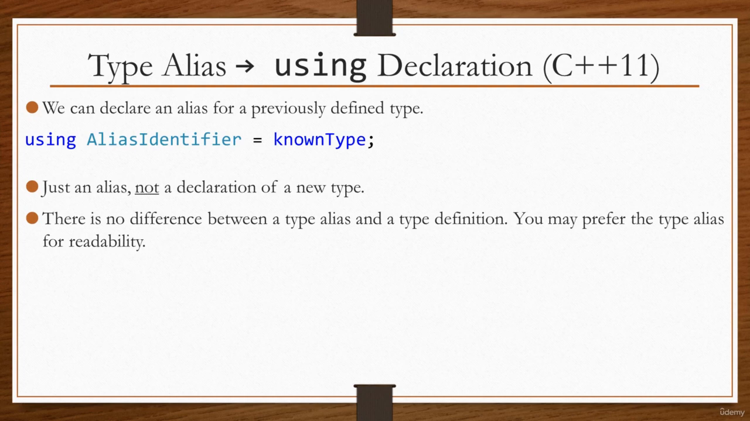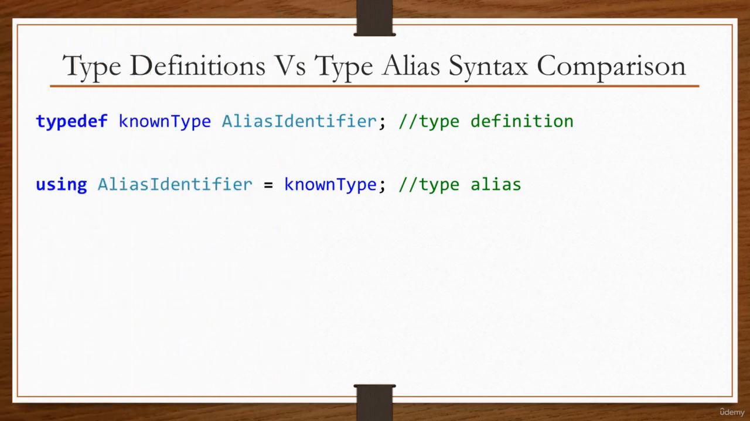We do this with the using specifier or keyword, followed by the alias identifier, followed by the assignment operator, followed by the known type. So this is really easy to read, and as with the type definition, it is just an alias, not a declaration for a new type. Really there's no difference between the type alias and the type definition, but you may prefer this type alias for readability. We've seen this using keyword before with namespaces, and it's used in quite a few places, including with the type alias. And before I show you a quick example in Visual Studio, we can see the syntax comparison for the type definition and the type alias.